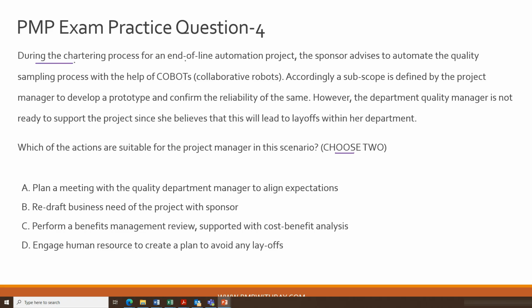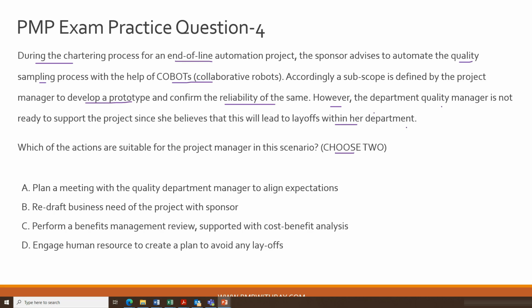During the chartering process of an end-of-line automation project, the sponsor advises to automate the quality sampling process with the help of collaborative robots. Accordingly, a sub-scope is defined by the project manager to develop a prototype and confirm the reliability of the same. So basically whether the cobot will be able to do the quality sampling process as per the reliability metrics which has been designated in the project requirements. However, the department quality manager is not ready to support the project since she believes that this will lead to layoffs within her department.